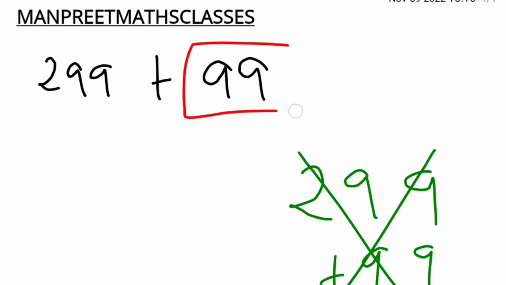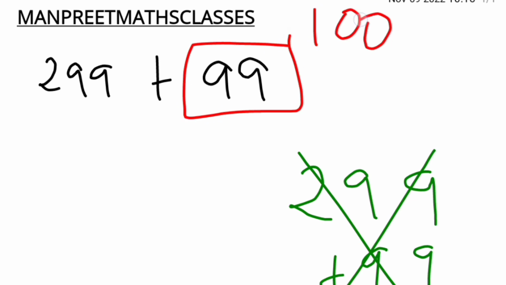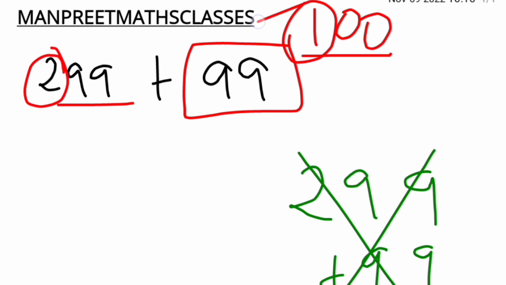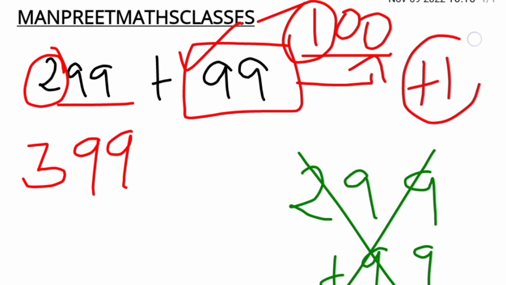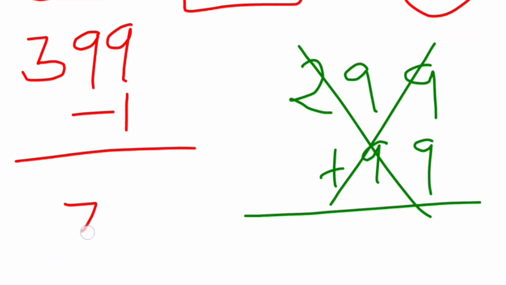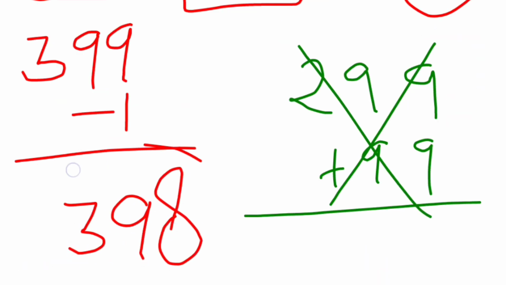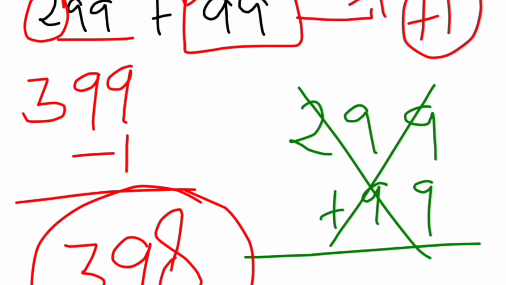This is 99, suppose it as 100. Now 299 plus 100, this is easy to solve. 2 plus 1, 3, that is 399. But in our question, we have to add 99, but we added 100, that is we added one more. Now subtract 1 from it. So 398, this is the addition of 299 and 99.